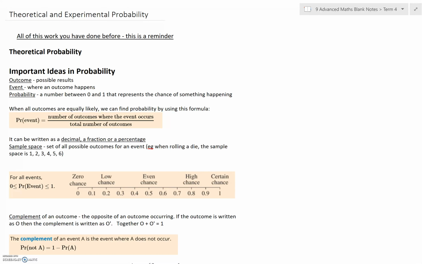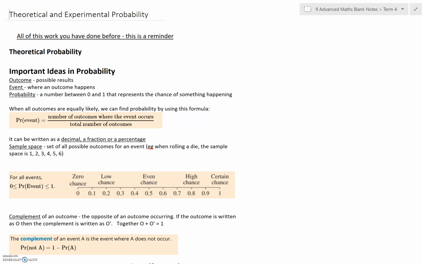Okay, so we're going to talk about theoretical and experimental probability. So they're important ideas that have been used before, and sometimes they're a bit confused. So I just want to talk about some terminology first. So the first one is outcome, and that just means what possible results there are from the data we're looking at. Event is when an outcome happens, and probability is a number between 0 and 1 that represents the chance of something happening.